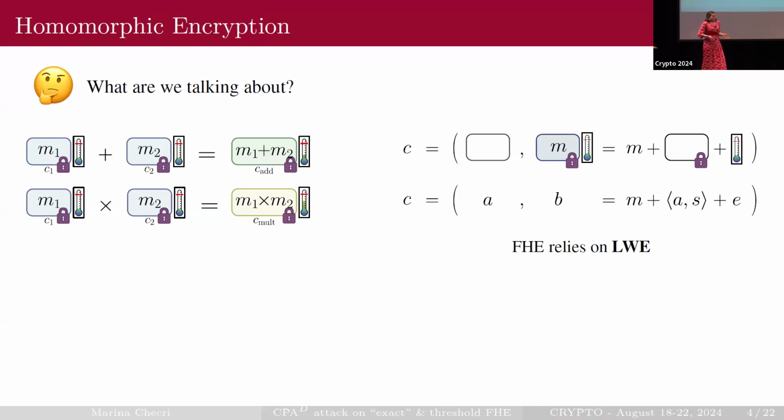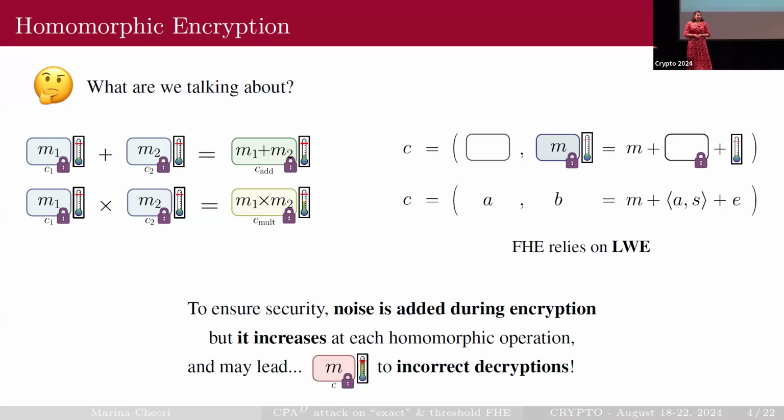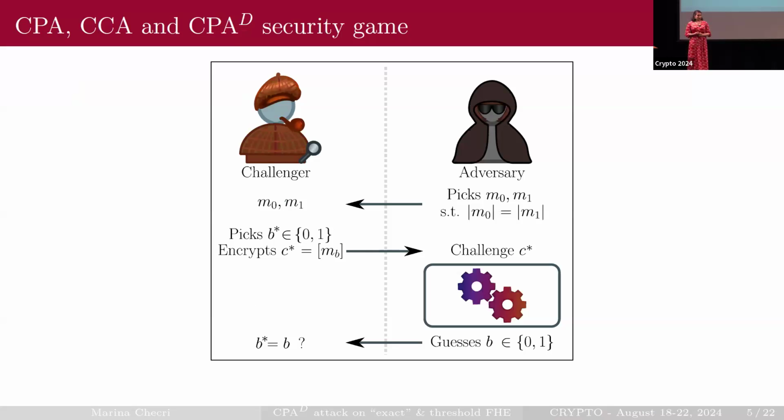But, well, there's a problem. Because in FHE, noise magnitude increases with each homomorphic operation. And if it grows too much, this may lead to incorrect decryptions. Bad news for correct calculations, and also bad news for security, as I will show in a moment. But right before, a word about security context.